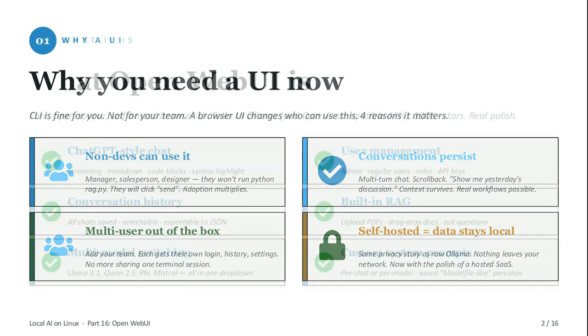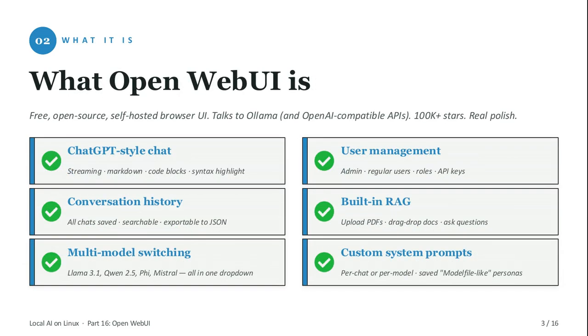SaaS. And the project we're going to use for that is Open WebUI, free, self-hosted, over 100,000 stars on GitHub, and genuinely polished. Out of the box, you get streaming ChatGPT-style chat with proper markdown and code highlighting, full conversation history you can search and export, and a model dropdown that switches between Llama 3.1, Qwen 2.5, Phi, and Mistral on the fly. But the parts that matter for a team are on the right: real user management with roles, drag-and-drop RAG over your own PDFs, and saved system prompt personas, basically Modelfiles with a UI.